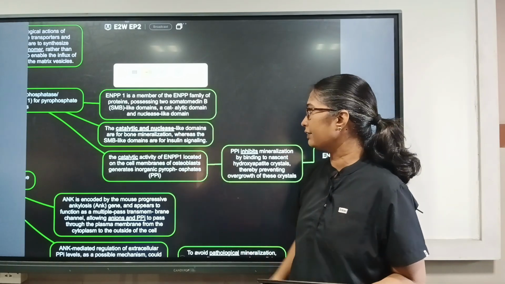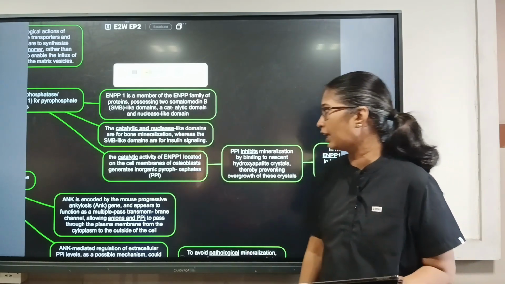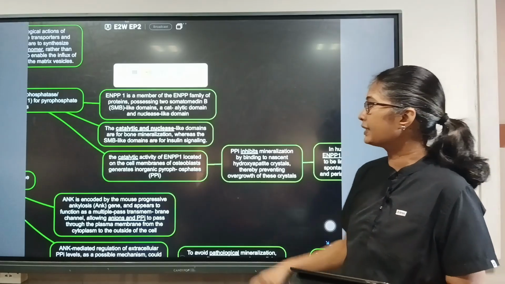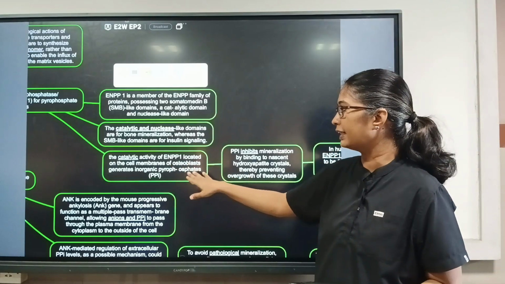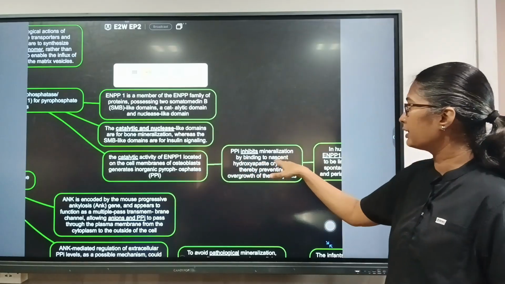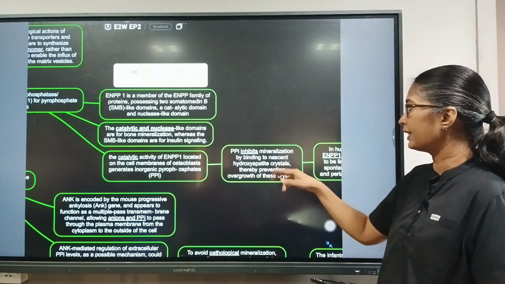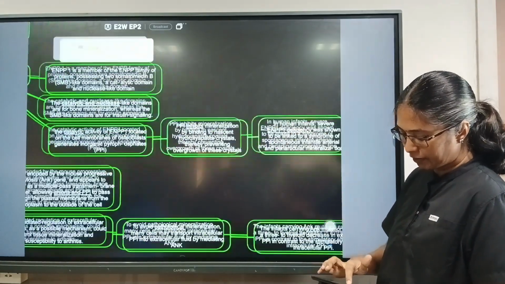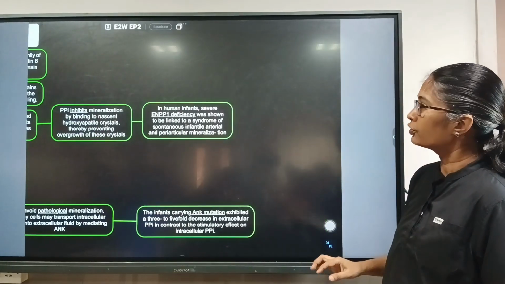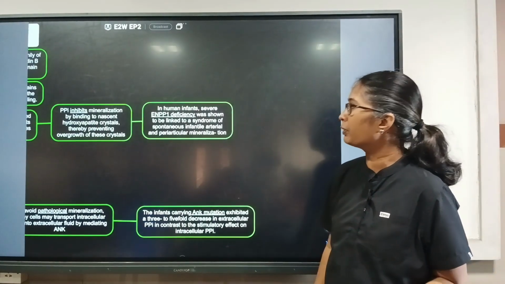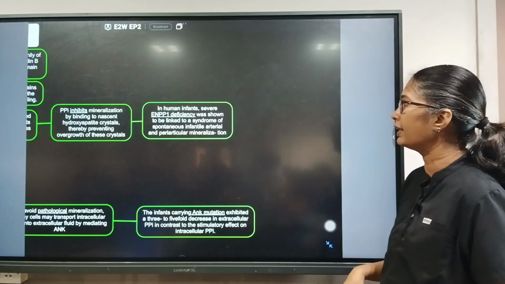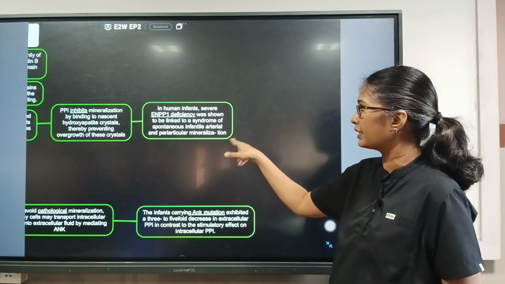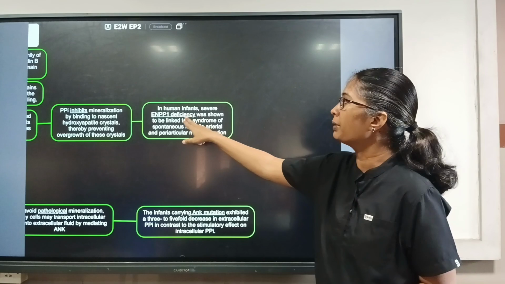The catalytic activity of ENPP located on the cell membranes of osteoblasts generates inorganic pyrophosphate. This PPi, we know already, is an inhibitor of mineralization. It inhibits mineralization by binding to nascent hydroxyapatite crystals and thereby preventing overgrowth of these crystals. In human infants, severe ENPP1 deficiency was shown to be linked to a syndrome of spontaneous infantile arterial and periarticular mineralization.